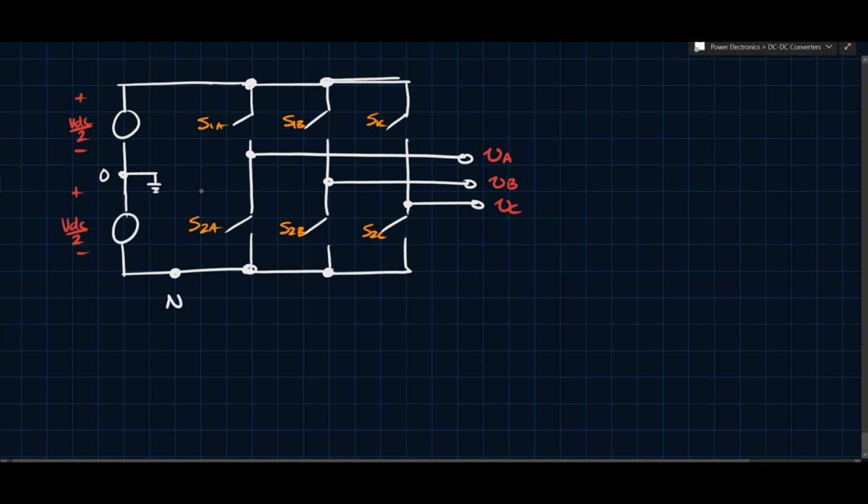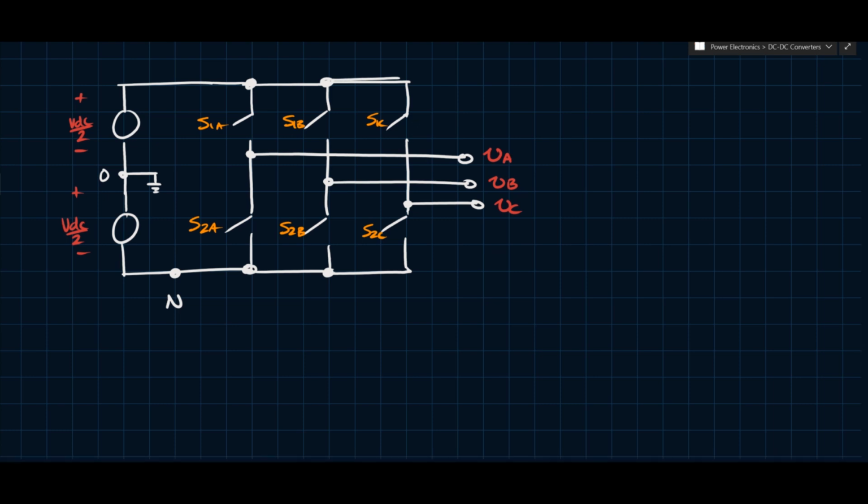If S1A is on, then S2A has to be off. So we still have that condition that you can't short each phase. And so the switching is left to the exact same situation as before, right? So you have complementary switching between these two, but as far as the rest of the phases are concerned, everything is 120 degrees phase displaced.